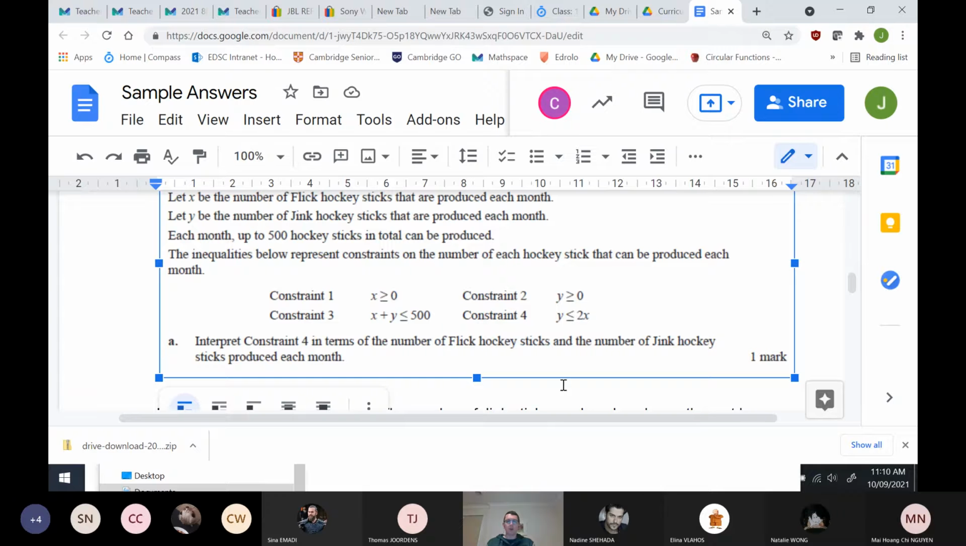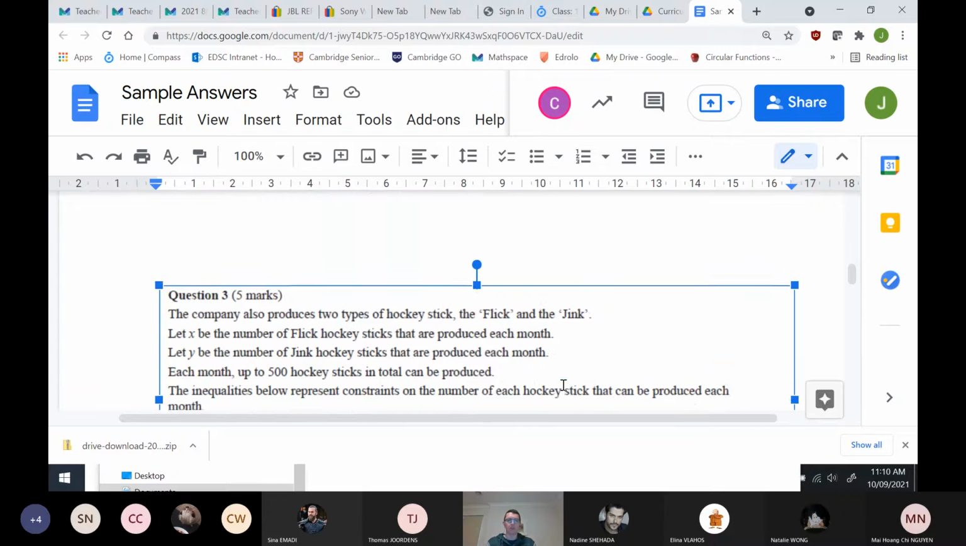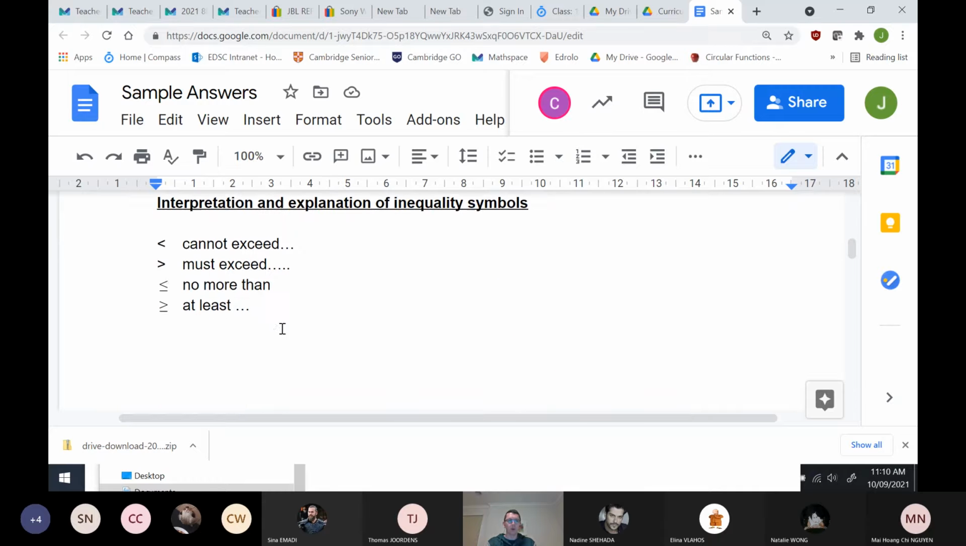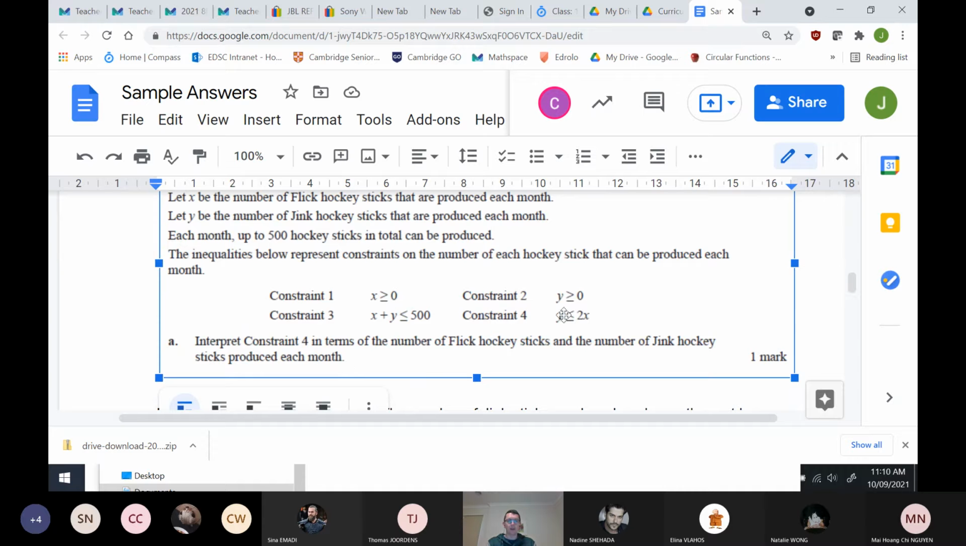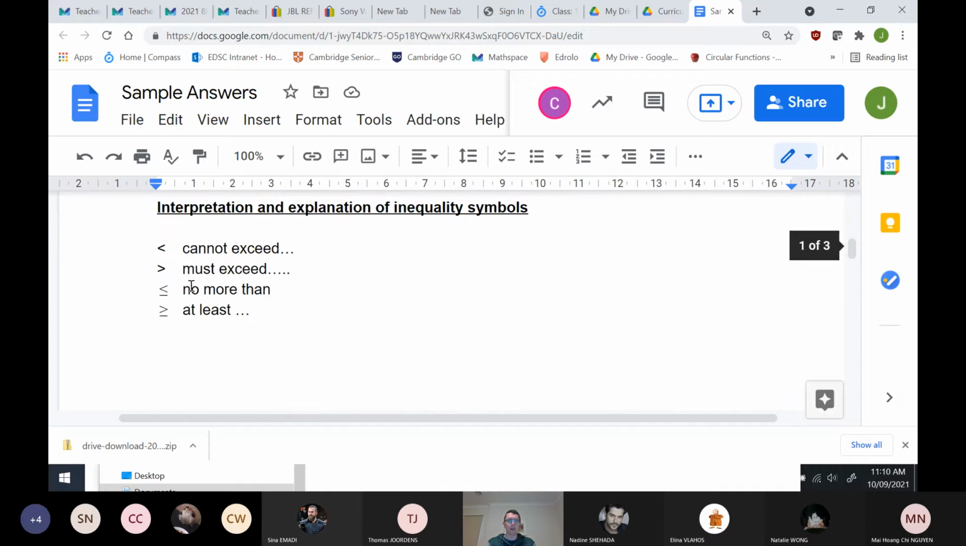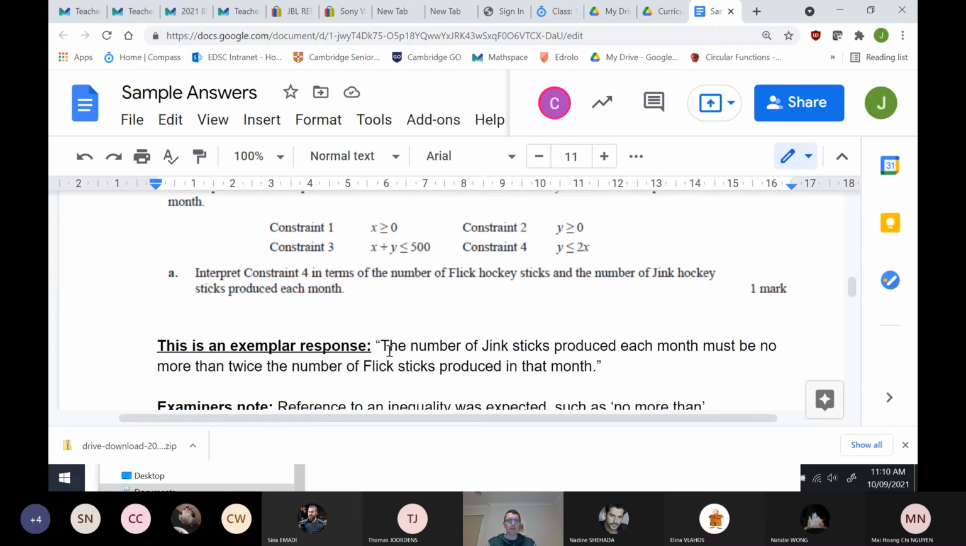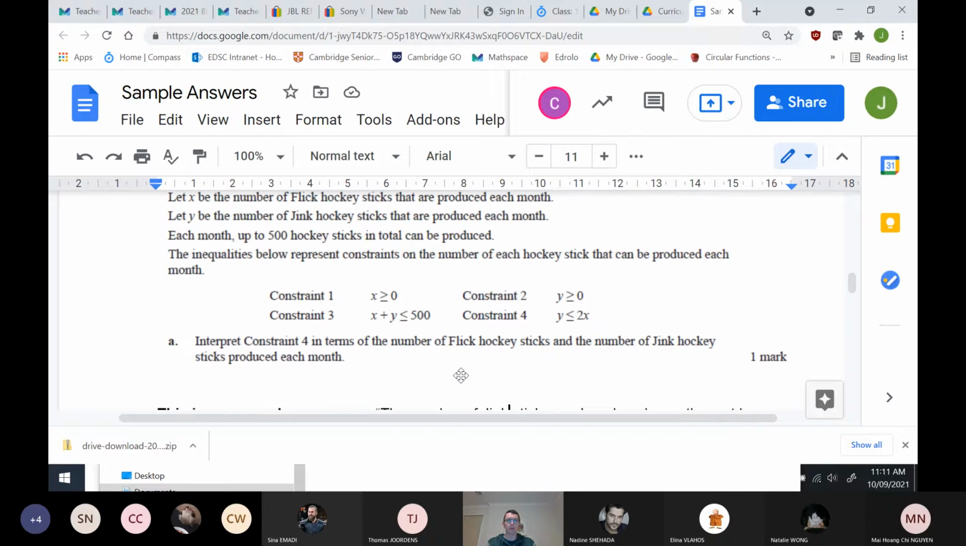So this is why my little hack helps, and we'll have a look at an example. First of all, we've got no more than, okay? So we've got that one there, which we can look at as no more than. So let's look at that. This is an exemplar response: the number of jink sticks produced each month must be no more than twice the number of flick sticks produced each month.